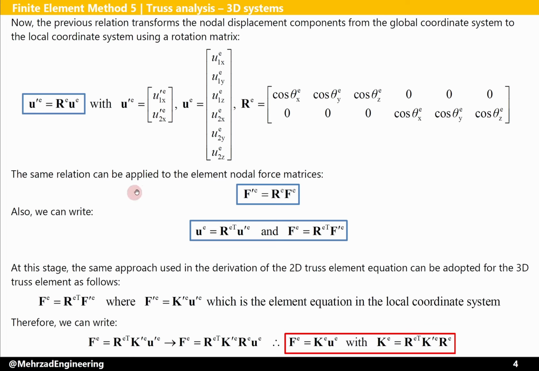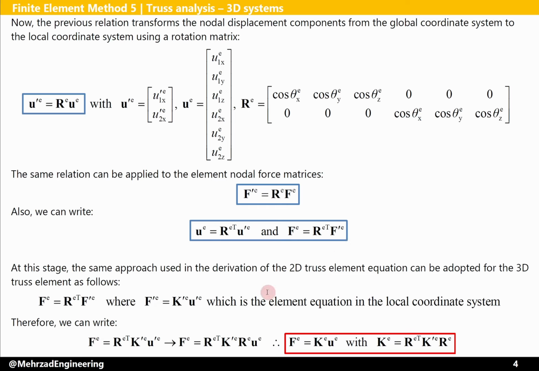The same relation can be applied to the element nodal force matrices, and we could write f prime e is equal to Re fe. Here f prime e is force matrix in local coordinate system, and fe is force matrix in global coordinate system, and Re is the same rotation matrix we have found for the displacement. Also, we can write ue is equal to Re transpose u prime e, and for forces we could write fe is equal to Re transpose f prime e.